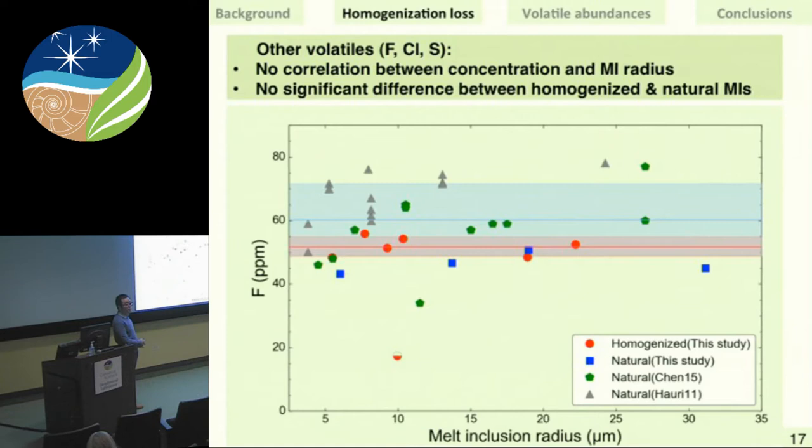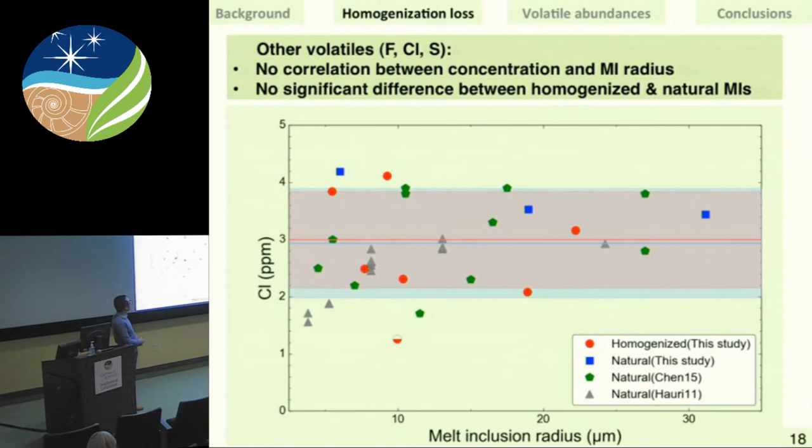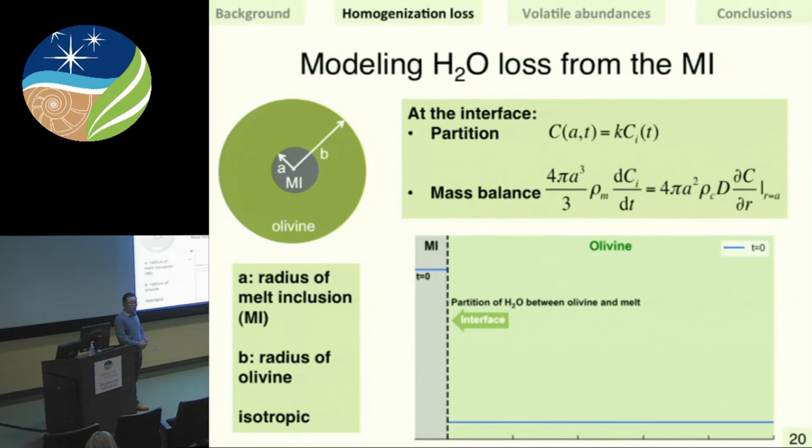If we do the same practice for fluorine, however, we don't see a size dependence. The red circles are for homogenized melting solutions. If we compare fluorine concentrations in the smallest melting solution and the largest melting solution, fluorine concentrations are not significantly different from each other. And also, if we compare the average concentration in homogenized melting solutions and the natural melting solutions, they are all also within error. And we get the same conclusion for chlorine and sulfur.